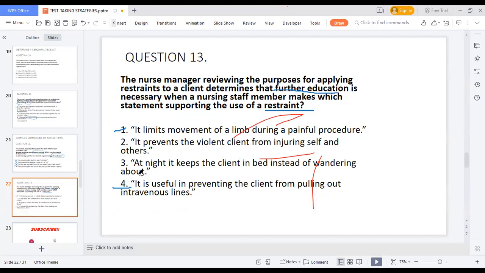So we have eliminated 1 and 4. At night, it keeps the client in bed. That is not a purpose. You don't apply restraint because you want to prevent the client from moving, no. So the answer is 2. We were able to eliminate 1 and 4 because they are comparable. We are left with 2 and 3, knowing that restraints are actually applied if the client is about injuring self or others. This will lead you to the right answer.